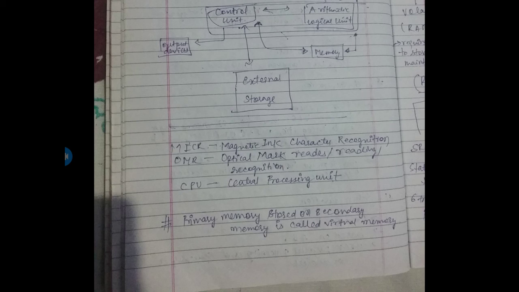The smallest unit of memory is the bit, which is either 0 or 1. That is the binary numbers. 1 byte equals 8 bits. 1 nibble equals 4 bits. 1 kilobyte equals 1024 bytes, and so on.